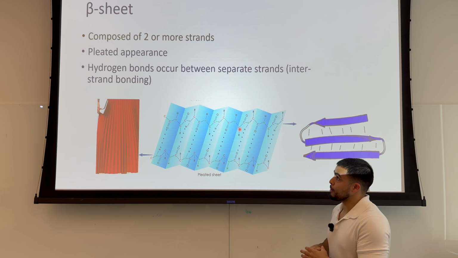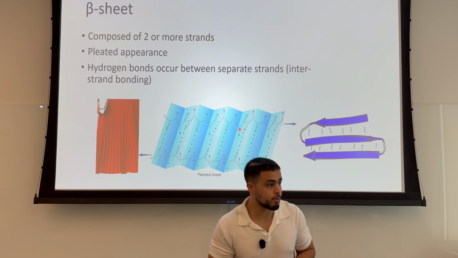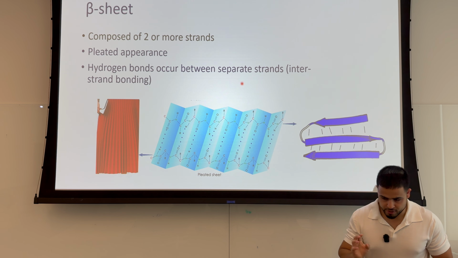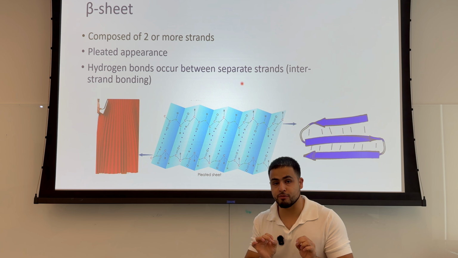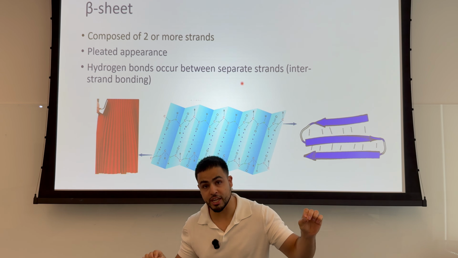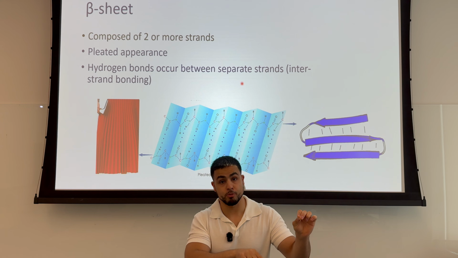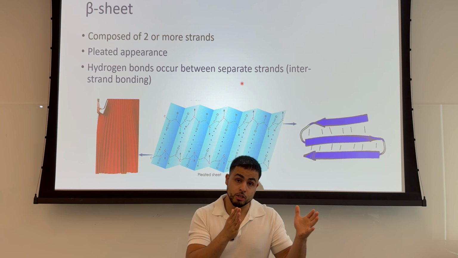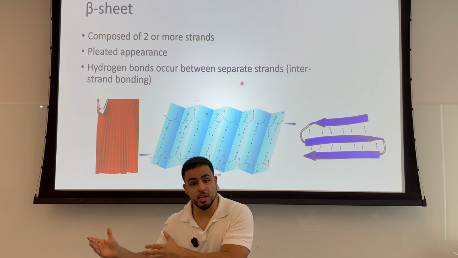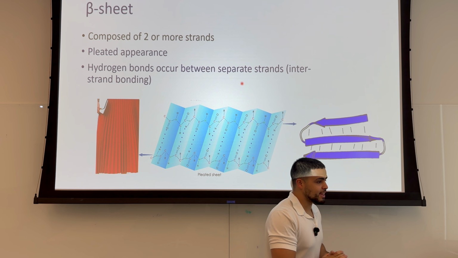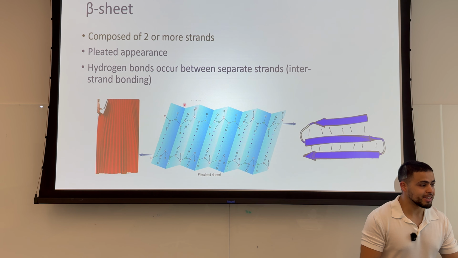All right, now let's talk about beta sheets. So beta sheets are composed of 2 or more strands. So don't get this confused. They're not composed of 2 separate polypeptide chains. Rather, it's the same polypeptide that's forming multiple strands, okay? Because if it were 2 separate polypeptide chains, then it would be a quaternary protein, as we'll see soon. Now, these sheets will have a pleated appearance.